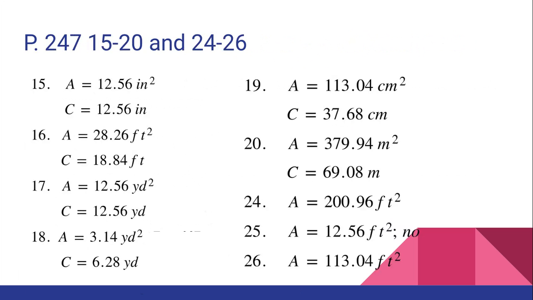On 17, you were given the radius, so you could just put that into the formula. So 2 squared is 4, and then 4 times 3.14 is 12.56 yards squared. And then this was one where you did end up with the same answer. Now on this one, for the circumference, we needed to use the formula 2 pi r because we're given the radius. Okay, so 2 times 2 is 4, and then 4 times 3.14 is 12.56 yards.